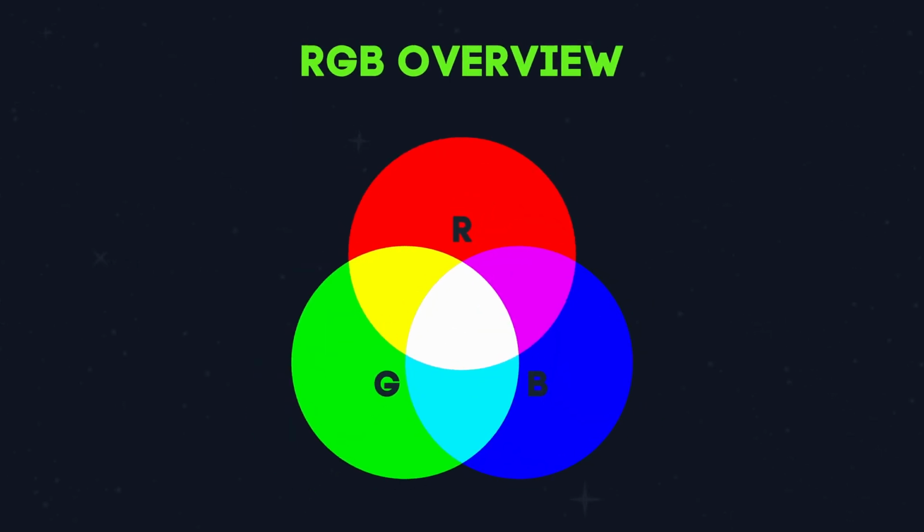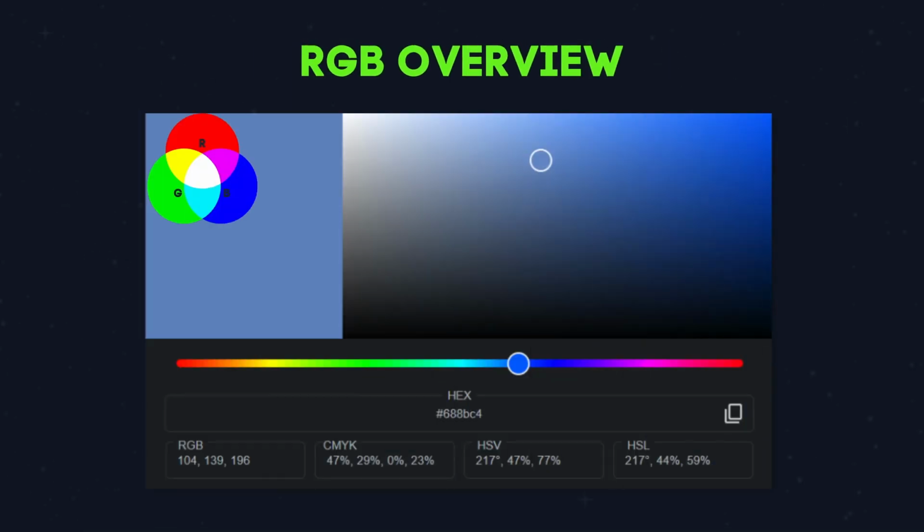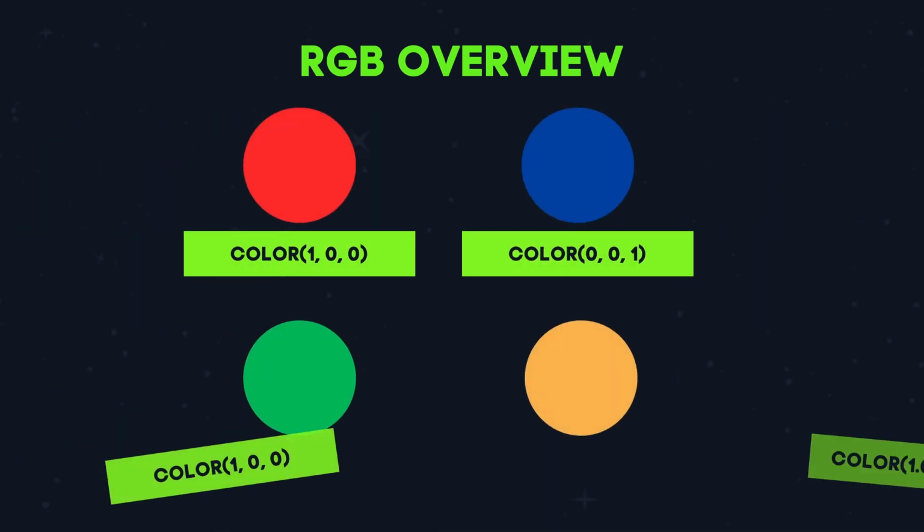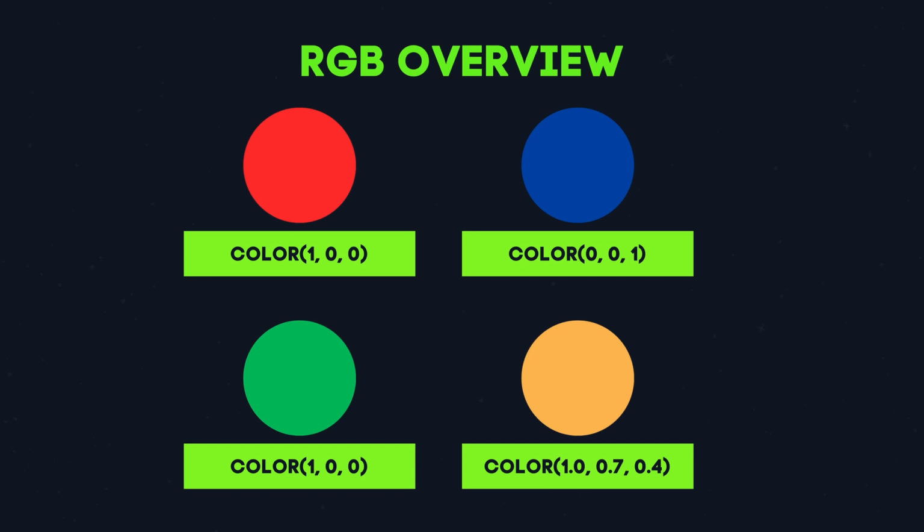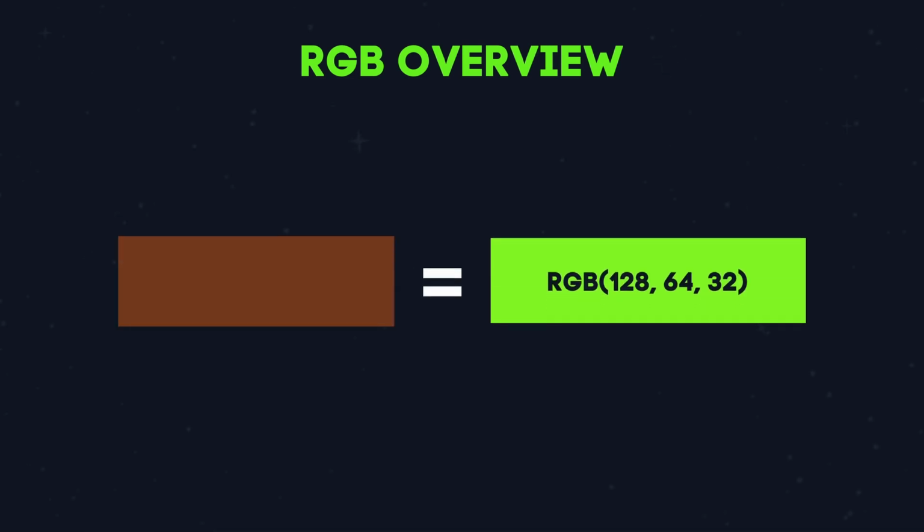RGB values represent the intensity of red, green, and blue light that make up a color. In Godot, each value can range from 0 to 1, with 0 being no intensity and 1 being full intensity for that color channel. Normally, RGB values are in the range of 0 to 255.